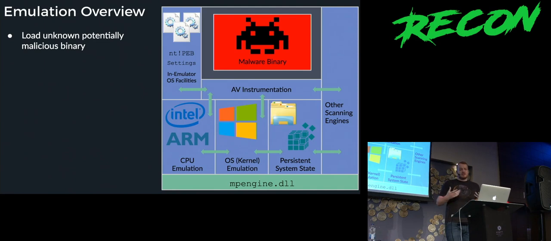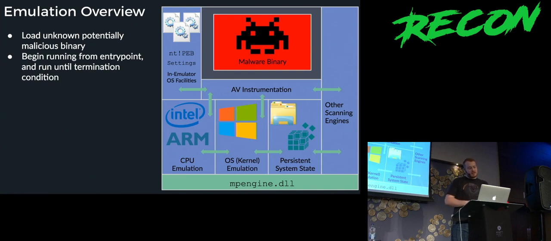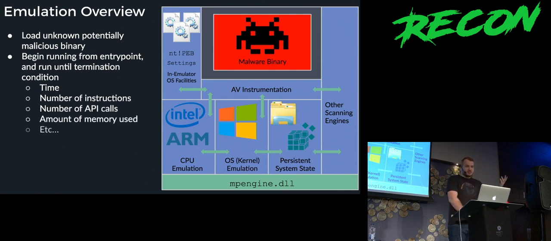Emulation involves first loading a potentially unknown binary that you can't identify with simpler heuristics like hashes. This is a very expensive type of analysis, so you're only going to do it when you're really not sure about a particular binary you see. You'll begin running that binary and run until some termination conditions such as length of time, number of instructions executed, number of API calls, amount of memory used, and so forth. Lots of different heuristics that you use. You don't want to bog someone's computer down too much with this expensive analysis.